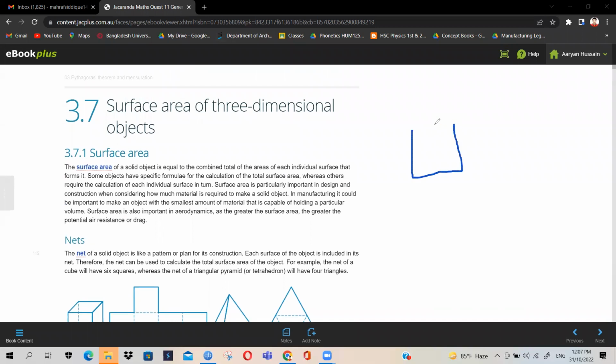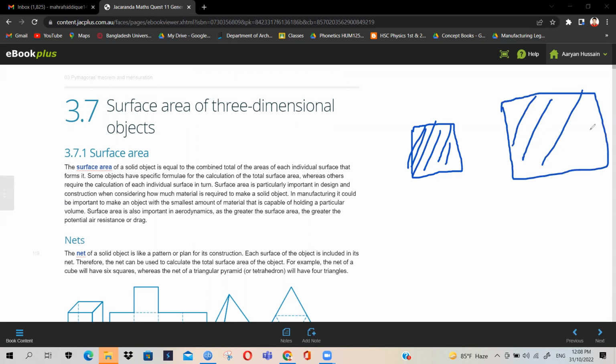Say, for instance, a square. The only surface area it has is this one. Again, for a rectangle, the only surface area it has is this surface. But in case of three-dimensional objects, you won't find only one surface area. That is what makes it difficult for us to calculate.